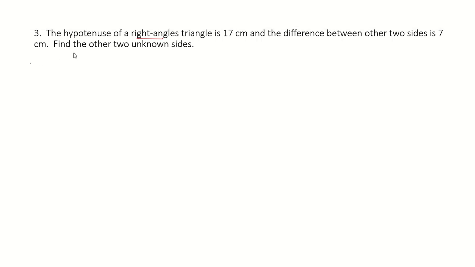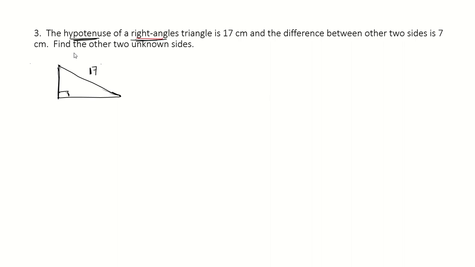So one is, it's a right angle triangle. This is the first thing it's given, and then we are given the hypotenuse of the triangle. So let's draw the triangle here. It's given the hypotenuse is 17 centimeter.